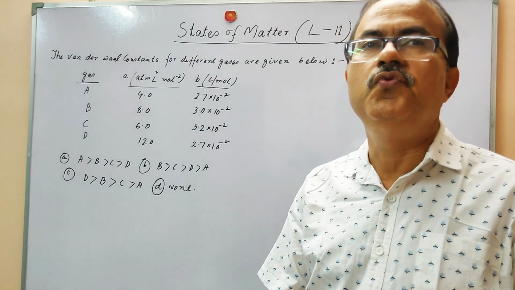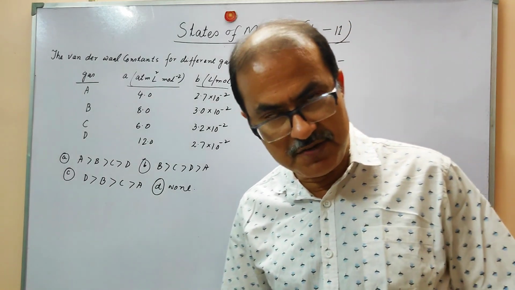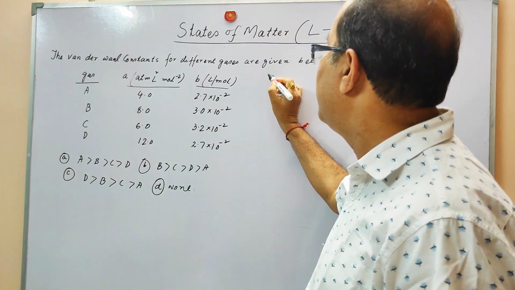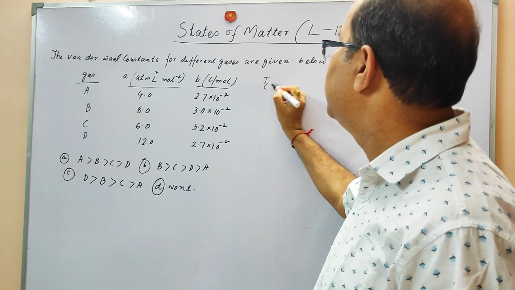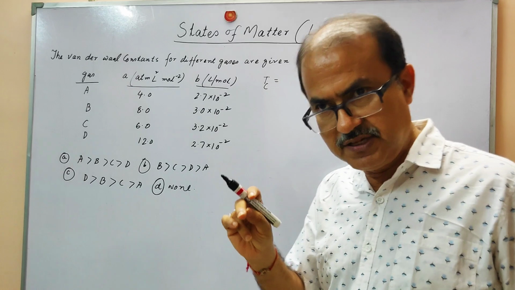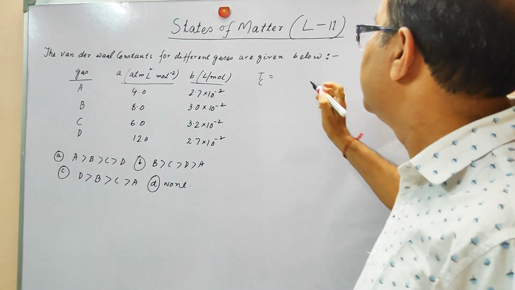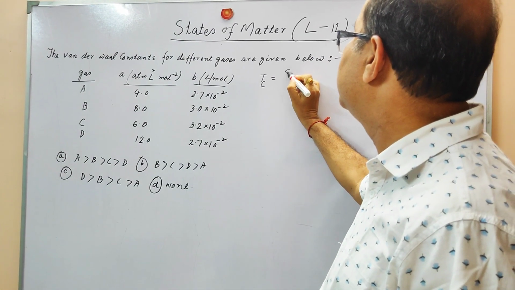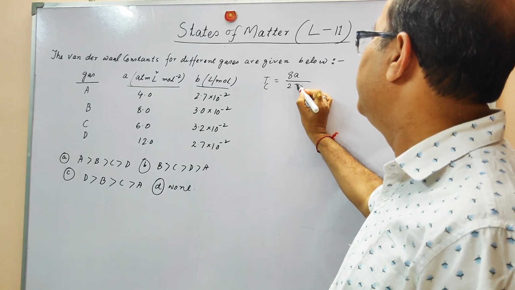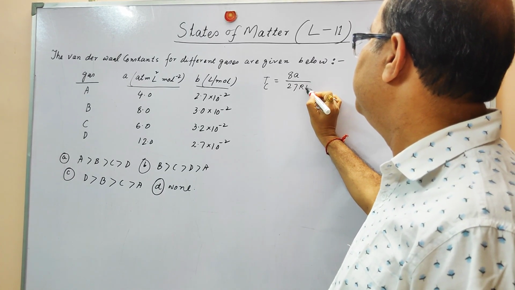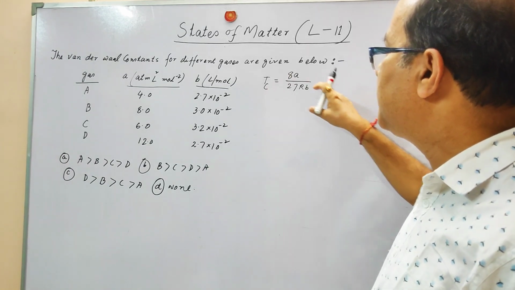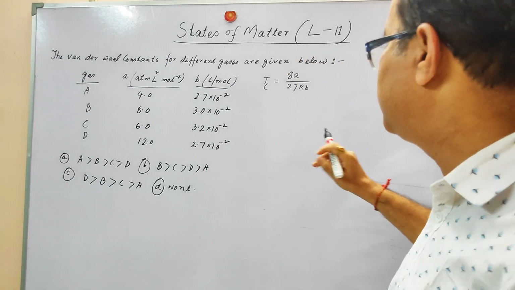For that, you should know the relationship between the critical temperature and the van der Waals constants. What is that? That was discussed in lecture number 10. If you have not watched this lecture, you must watch it. So, what is the relationship? The relationship is 8A by 27RB. This is the relationship between the critical temperature and the van der Waals constants.